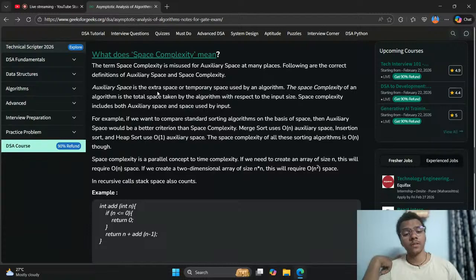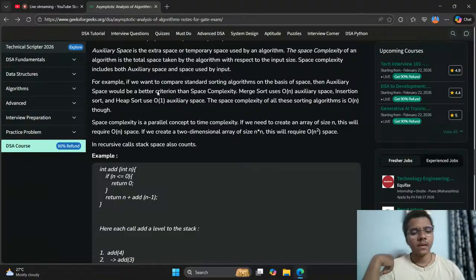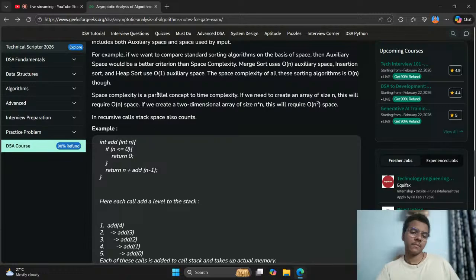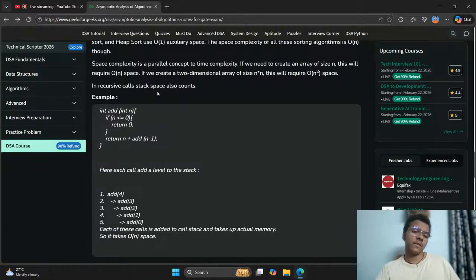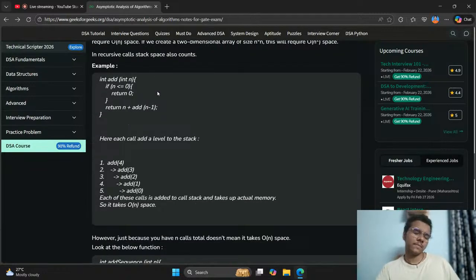Insertion sort and heap sort use O of 1 auxiliary space. The space complexity of all of these sorting algorithms is O of n though. Space complexity is a parallel concept to time complexity. If we need to create an array of size n, this will require O of n space. If we create a two-dimensional array of size n times n, this will require O of n squared space. In recursive calls, stack space also counts.